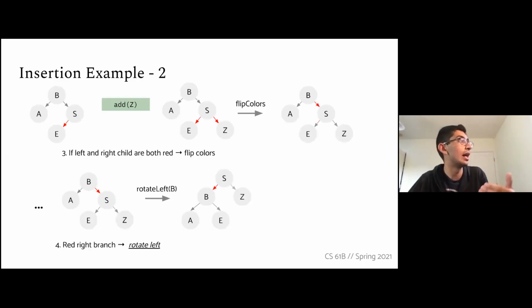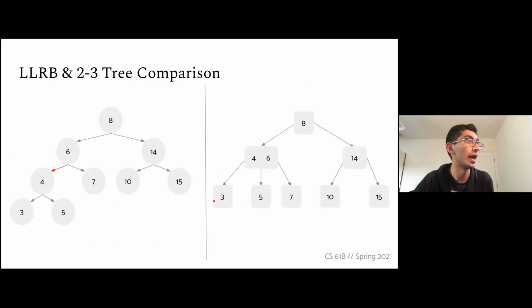Okay. Now let's say we try adding Z, right? Same idea. Z gets added to the right-hand side and it gets added with a red edge. Now we need to flip the colors because S has 2 red children. And now we have another issue, which is that B has a right red edge. So then we rotate left. All right. This is very similar to before.